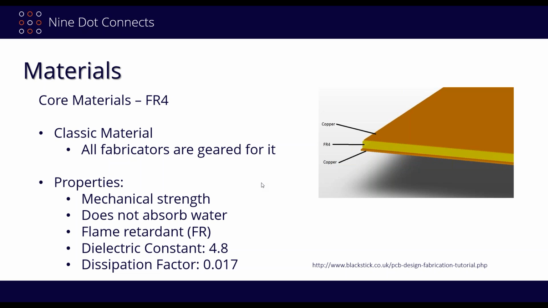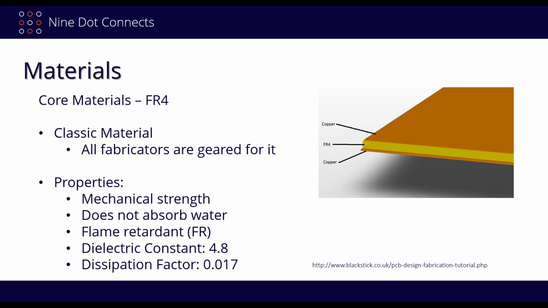It's a material that's been around for decades, and pretty much all fabricators are geared for it. It's just a material that they're always going to default to when you need something done, unless you start saying, look, I've got a high-speed design, and we've got to have different trace widths, and then they're going to start looking at other materials at that point in time.